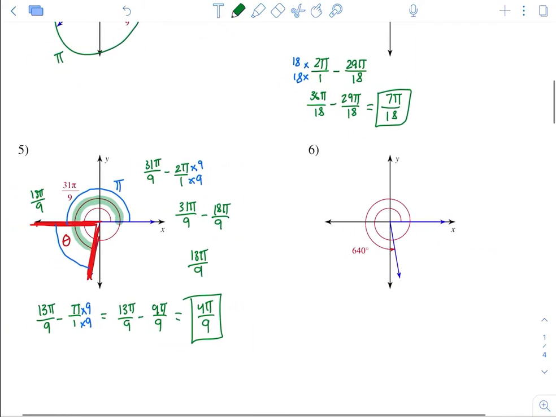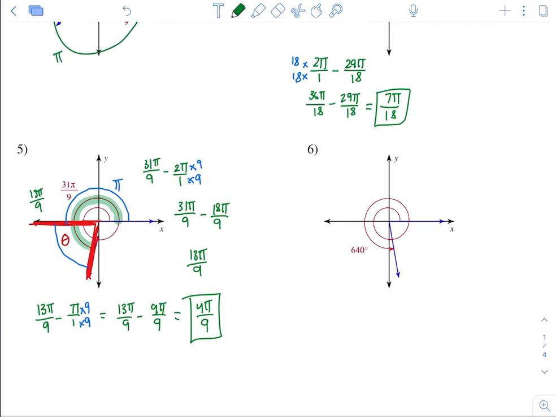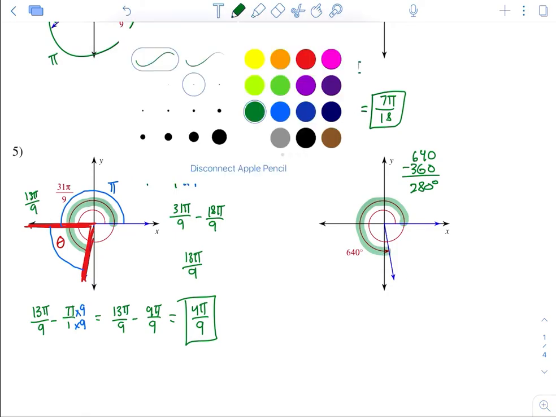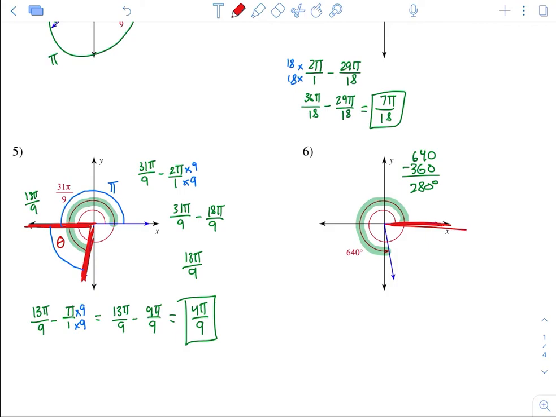Alright, number 6. Now, I'm already noticing that there's a whole circle within 640 degrees, so I'm going to subtract 360 from 640, and we're going to get 280 degrees. So we know that after this whole complete circle right there, this amount is 280 degrees. So if that's 280 degrees, then to find your reference angle, it's the x-axis with the terminal side. So that's that angle. You've got to find that angle measurement.